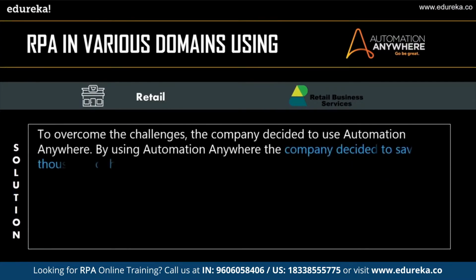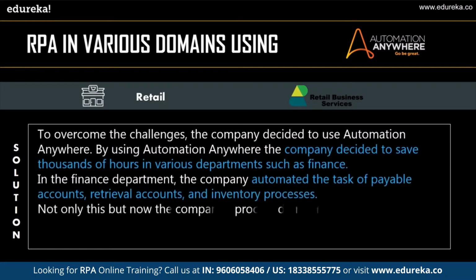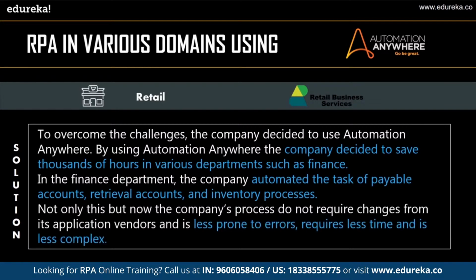So to overcome the challenges, the company decided to use Automation Anywhere. By using Automation Anywhere, the company saved thousands of hours in various departments such as finance. In the finance department, the company automated the tasks of accounts payable, accounts receivable, and inventory processes. Not only this, but now the company's processes do not require changes from its application vendors and are less prone to errors, require less time and are much less complex.